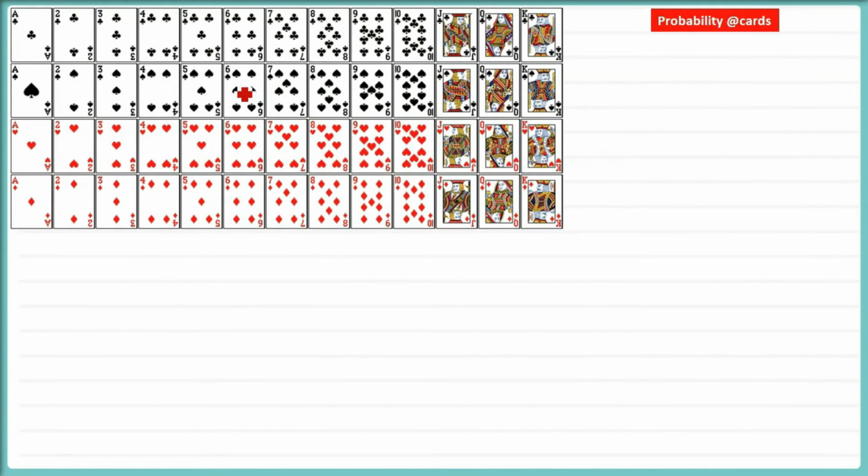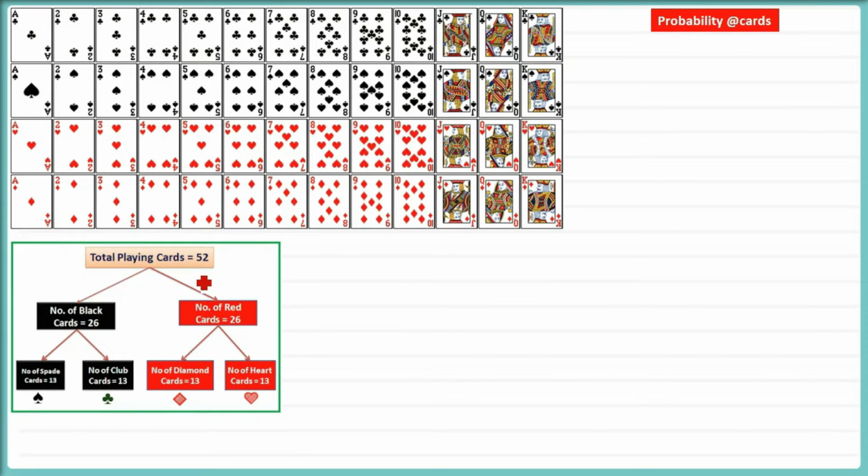In probability, mostly the cards questions are being asked. So before that, we need to understand what cards means. If you don't know about the cards, let's understand it. We call it a deck of cards or simply cards. This is the whole picture of the cards which you will find in a deck of cards.